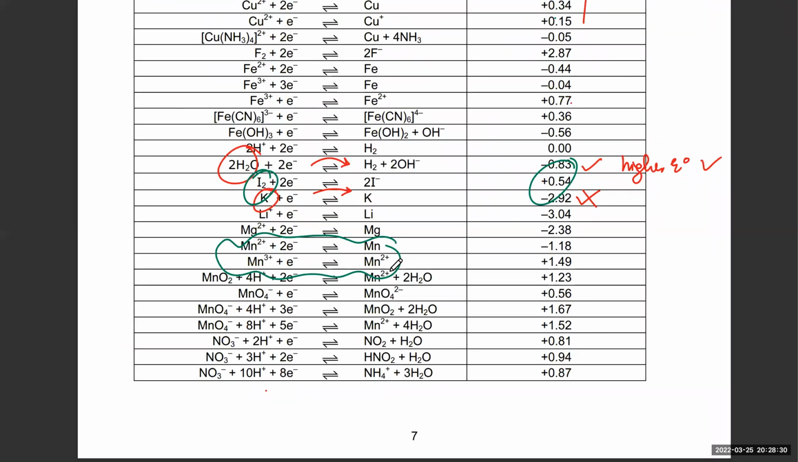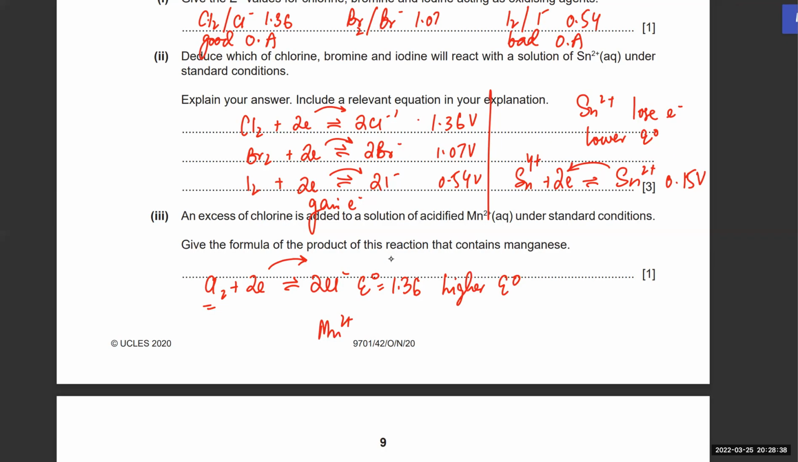So what's the equation for Mn2+ losing electrons? That's this one. Who loses electrons? The one that has the lower E naught, 1.49 volts. So it should form Mn3+ by losing electrons. Over here it's 1.49 volts. So what do you think? Will a reaction happen or not?